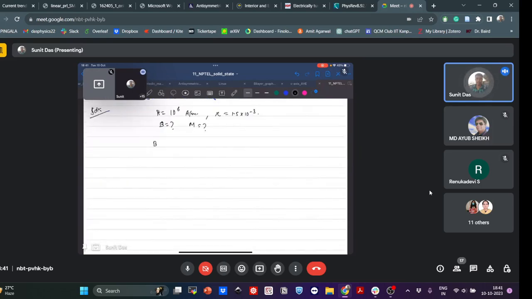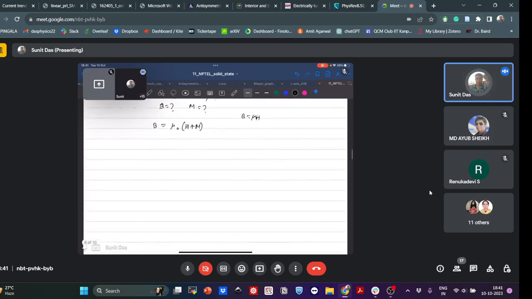In the presence of magnetization, B is actually given by mu 0 (H plus M). Otherwise, if there is no magnetization, then B is simply mu H in general. So if there is magnetization, then there is an extra term of M. Nothing has been mentioned, so we will consider that mu equals mu 0.